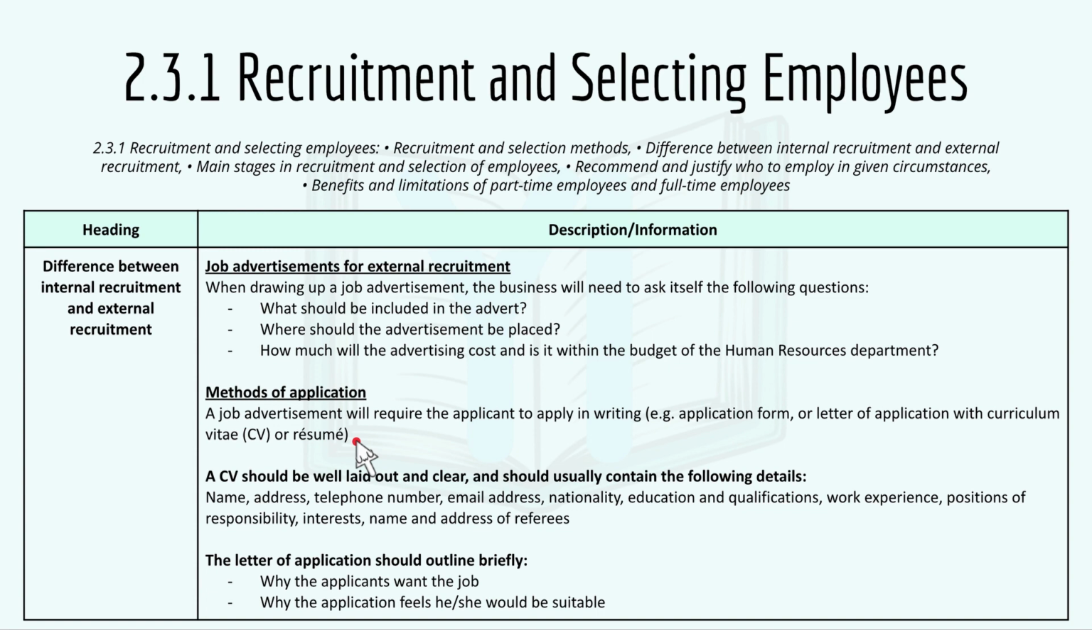It requires the applicant to apply in writing, like an application form, or a letter of application with a CV or resume. A CV should be well laid out and clear, and usually contain the following details: name, address, telephone number, email address, nationality, education and qualifications, work experience, positions of responsibility, interests, and name and address of referees. The letter of application should outline briefly why the applicant wants the job, and why he or she would be suitable for the job.